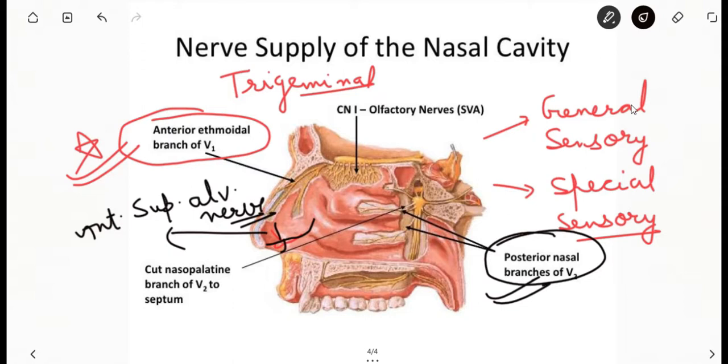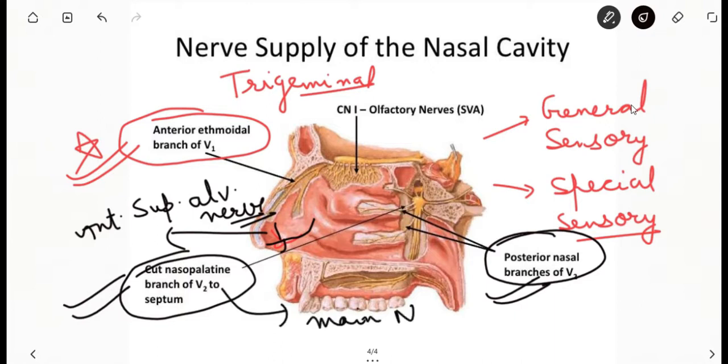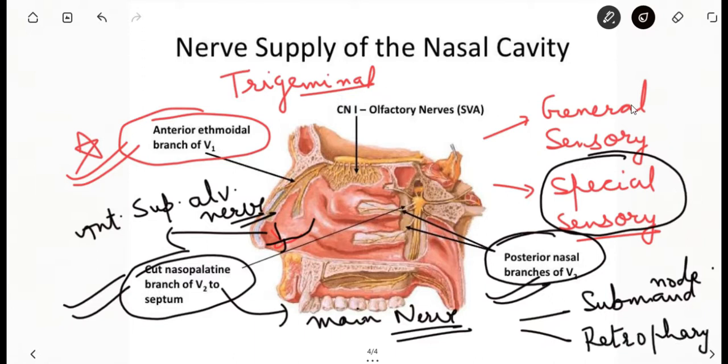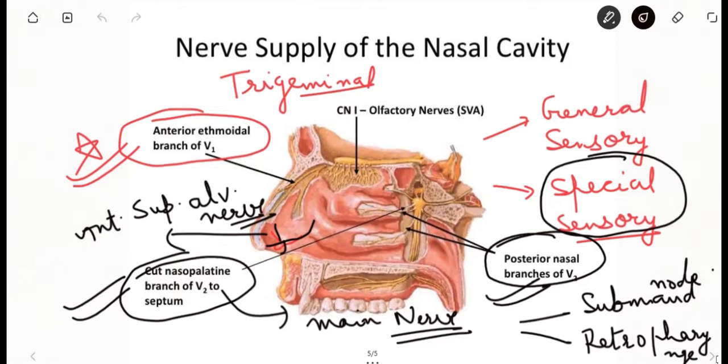The posterior superior part is supplied by the medial posterior nasal branch of the pterygopalatine ganglion. And the posterior inferior part is supplied by the nasopalatine branch of the pterygopalatine ganglion. So remember, it is the main nerve. The special sensory or olfactory nerves are confined to the upper part of the olfactory area. The lymphatic drainage: the anterior part drains into the submandibular nodes, whereas the posterior half drains to the retropharyngeal nodes and deep cervical nodes.